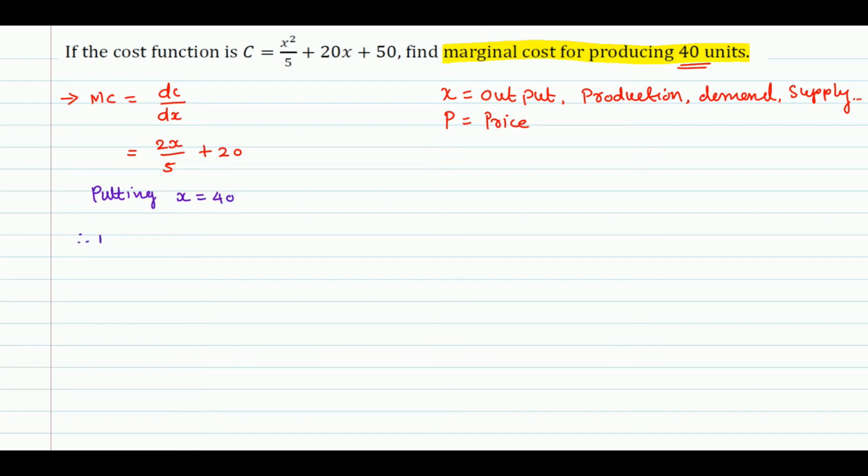Therefore marginal cost of producing 40 units is 2 into 40 by 5 plus 20. Cut 40 by 5, it is 8, 8 twos are 16, 16 plus 20 is equal to 36. So 36 rupees is the marginal cost for producing 40 units.